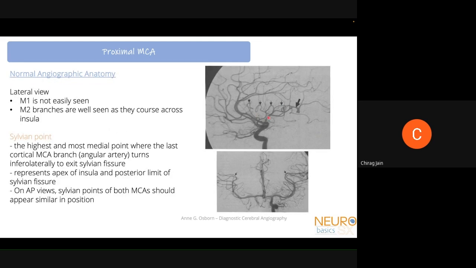In the lateral view, on the other hand, you're not going to be able to see the M1 segment very easily. It will not be seen because it's a horizontal segment. The M2 branches, on the other hand, as we can see here, these are all the M2 branches and the M2 trunks, which are quite well seen in a lateral view. So these, as they're coursing along the insula, will be very well seen.